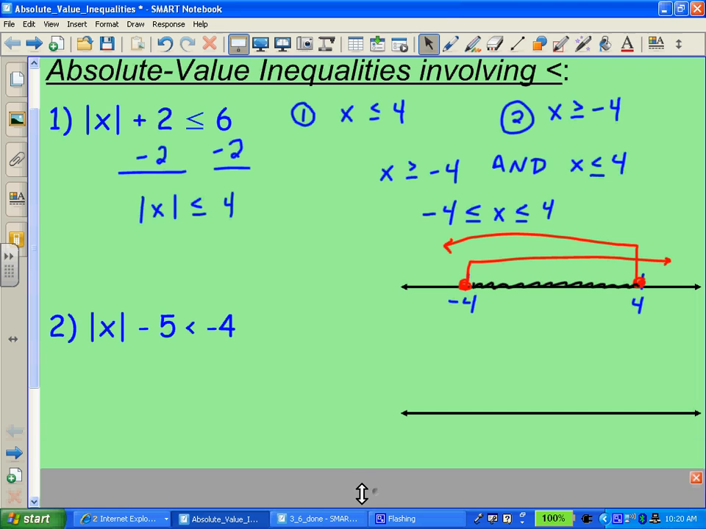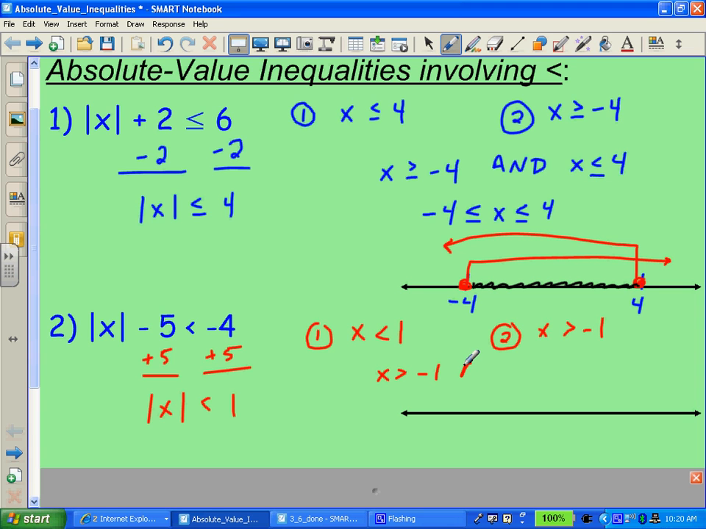Once again, I want to get the absolute value by itself. So I have absolute value of x, and I need to add 5 to both sides. So I get absolute value of x less than 1. Again, it's time for my two cases. First case, I just have x less than 1. I just get rid of the absolute value symbols. Second case, I flip my inequality sign and make my answer negative. So I have x less than 1 and x greater than negative 1.